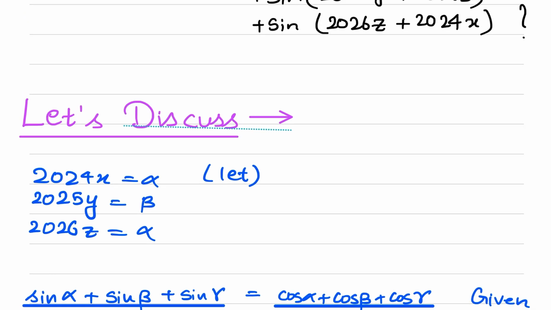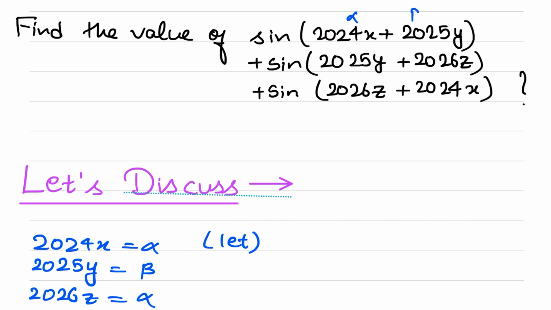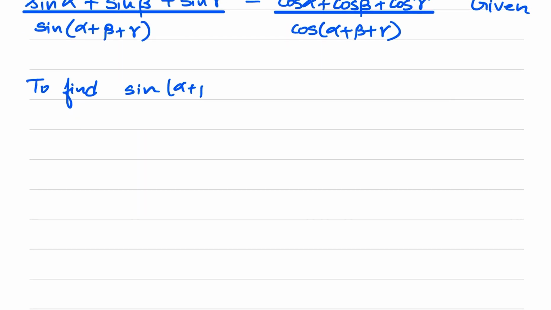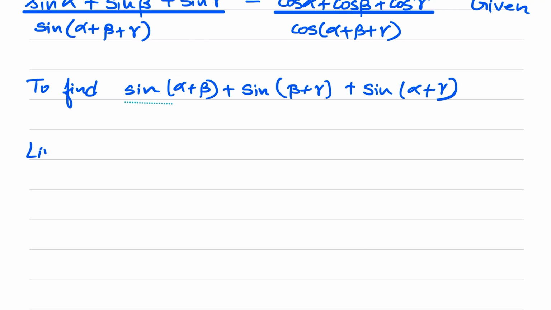Look carefully. We have to find sine of alpha plus beta. This is beta, this is gamma, and this is gamma, and this is alpha. So terms are repeating cyclically. So we have to find sine of alpha plus beta plus sine of beta plus gamma plus sine of alpha plus gamma. So let me write the possible lines of attack of this problem.